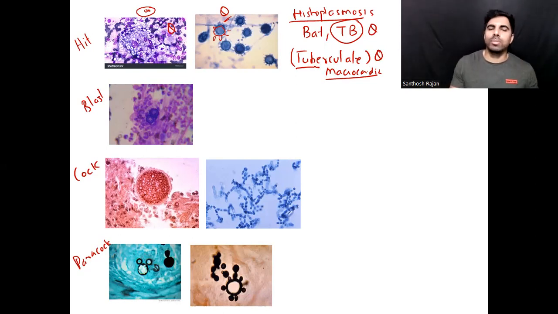But the diagnostic part is important. So this is the first one, histoplasmosis. Second one, it's very easy: figure of eight, wide base budding yeast cells. So this looks like a B, no?